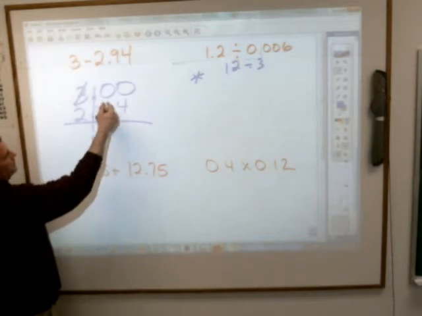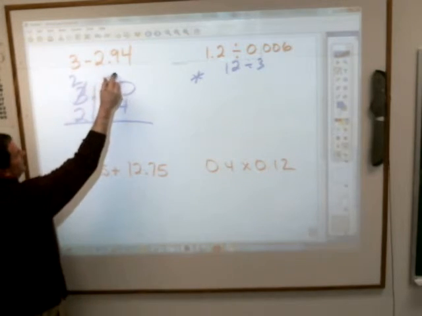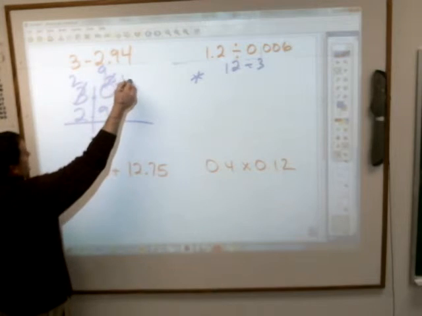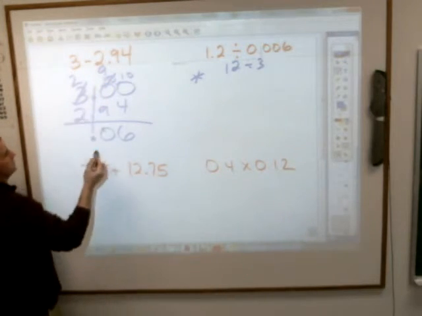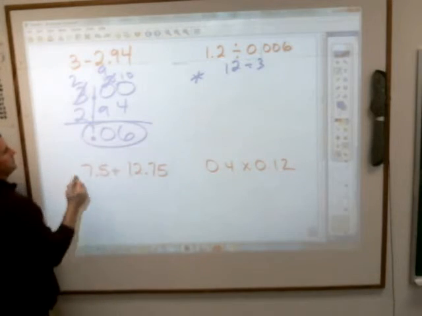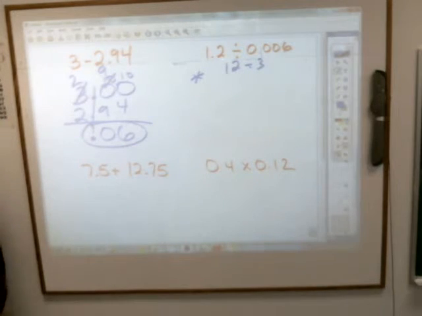Borrowing, because I need to get over here, this is a 2, this is a 10. I borrow from that 10, it becomes a 9. This stays a 10, 6, 0, 0. The answer is simply 0.06. Raise your hand if your person got that right.